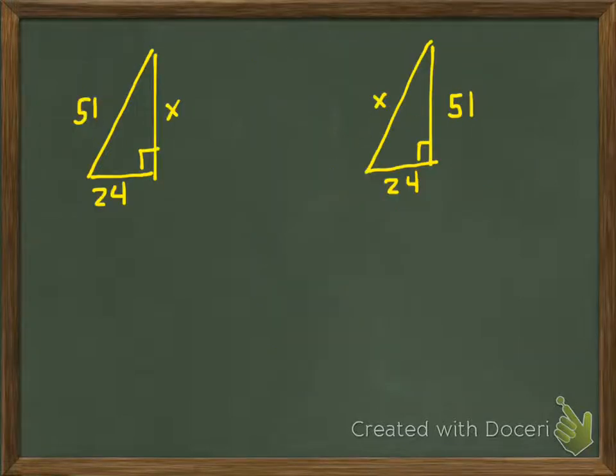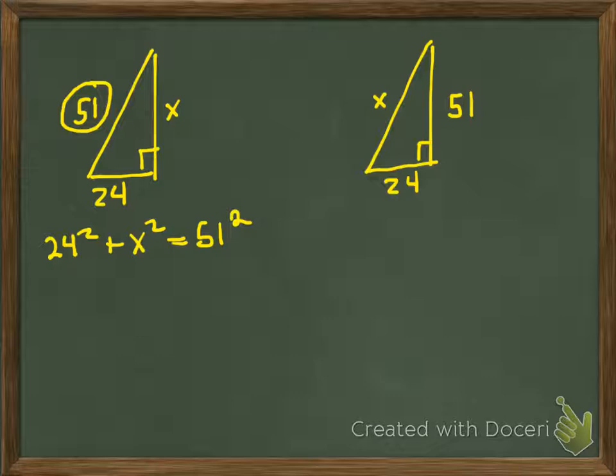Alright, the next one. It's telling you that you have two sides, and the sides are 24 and 51, but it doesn't tell you which one is the leg and which one's the hypotenuse. So basically you're going to solve it two different ways. The first way is you're going to assume that the 51 is the hypotenuse. So that means you're going to have 24 squared plus x squared equals 51 squared. And on the second one, you're going to assume that you don't have the hypotenuse, so 51 and 24 are your legs. So this one is going to be 51 squared plus 24 squared equals x squared.